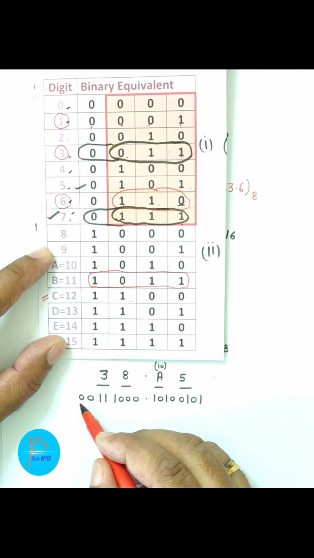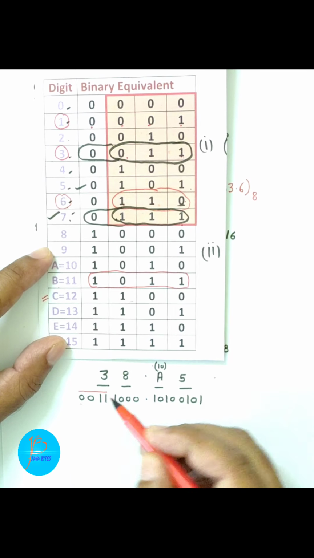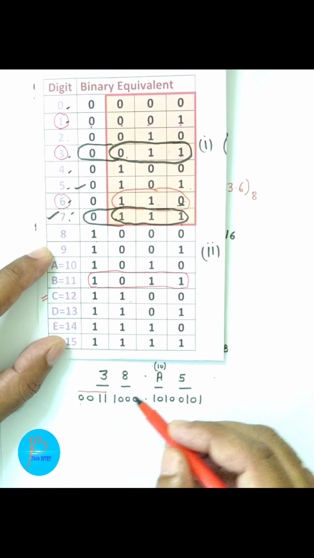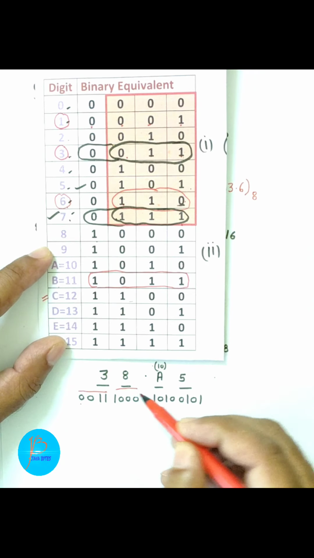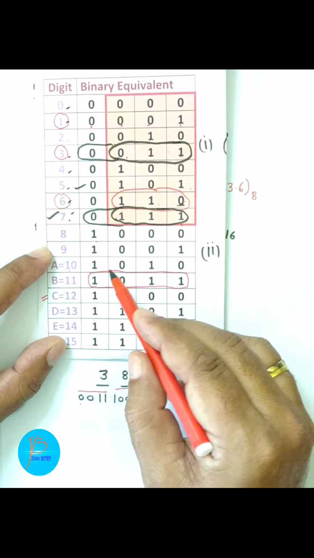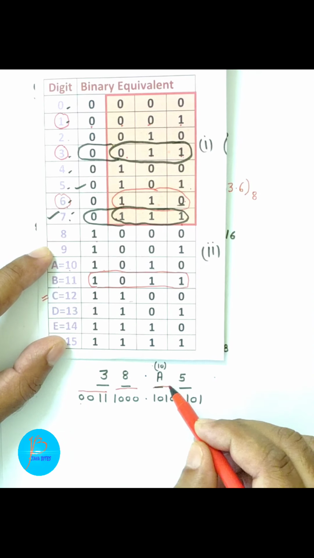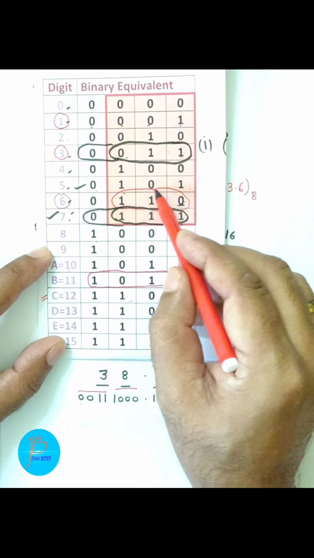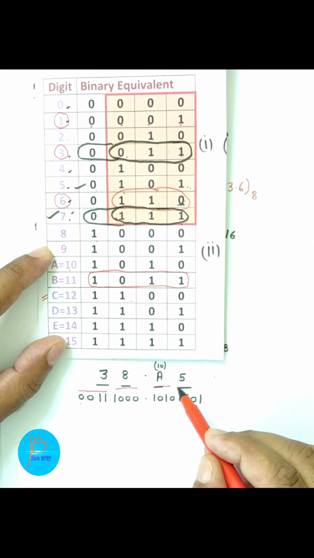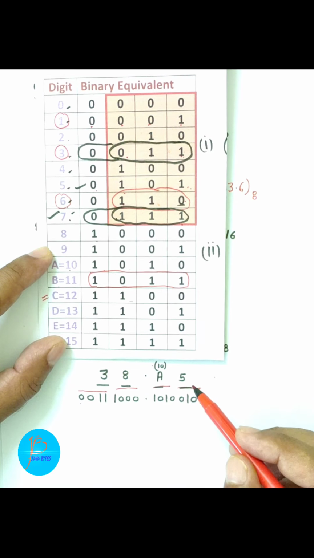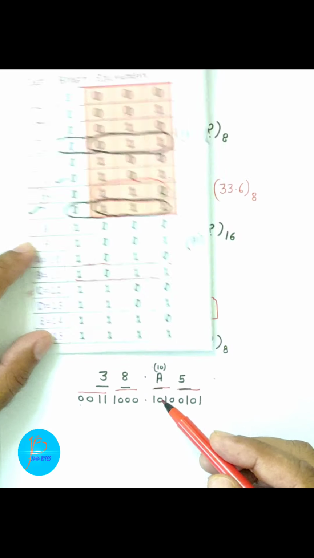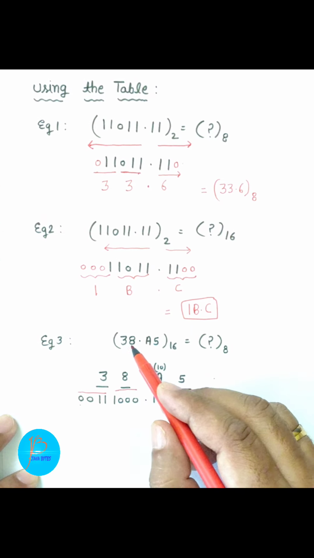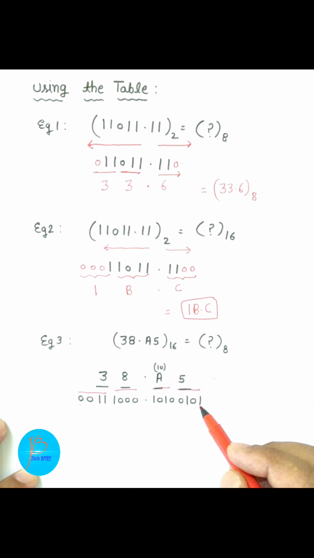So it is your first group, 0011. Then 8 is given, the 8 is 1000, so 8's equivalent is 1000. Then A is there, 1010. So the equivalent of 1010 is there, and then 5's equivalent is 0101. So 0101 is your fourth binary equivalent of these hexa digits. Children, now we can see the binary equivalent of the hexa 38.85 is here.